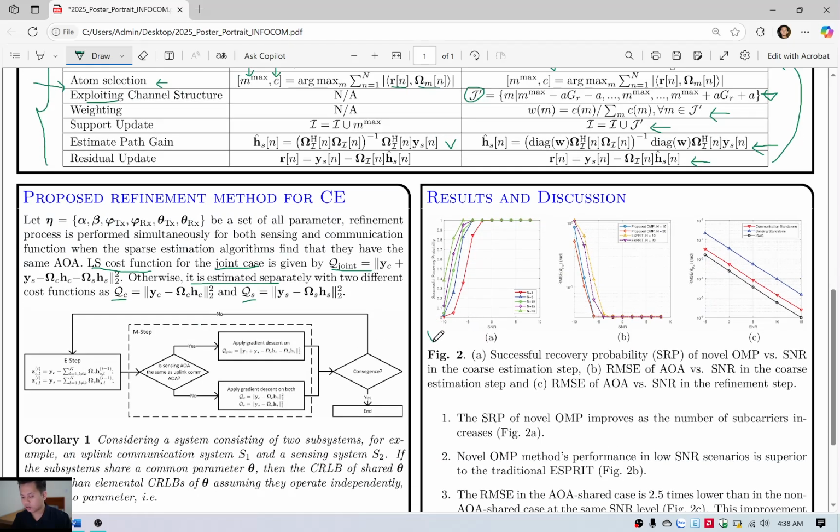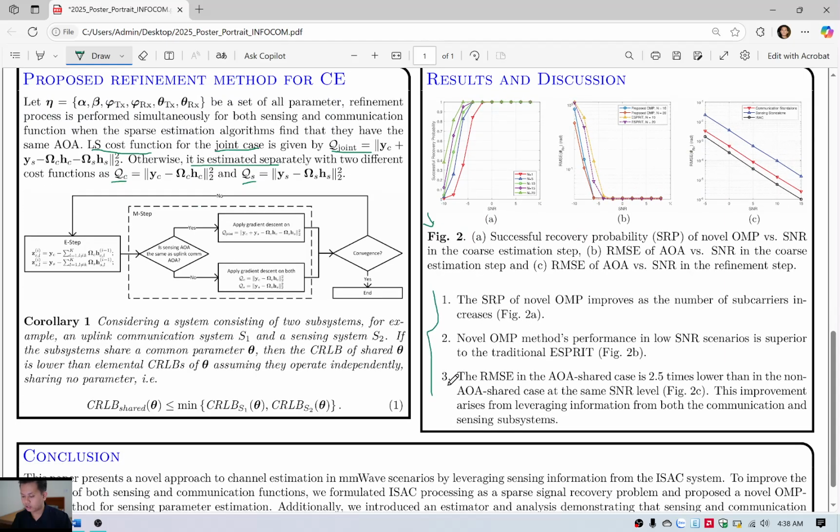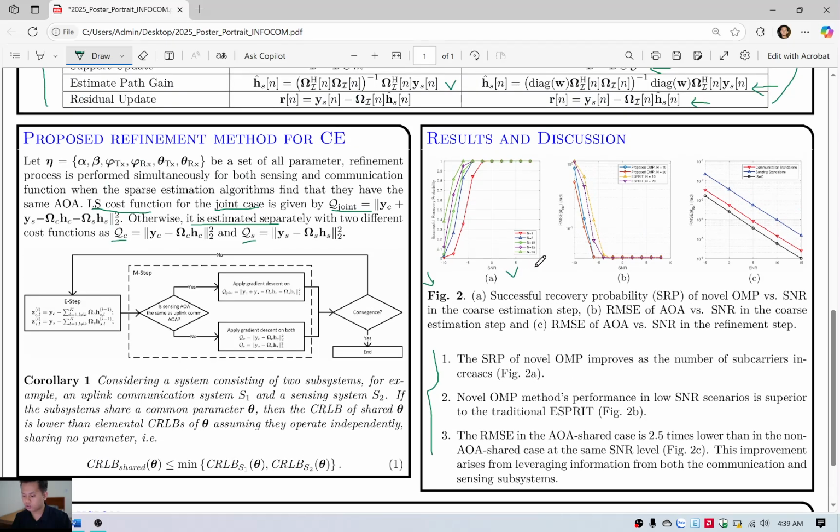And this is our result. In figure 2, we use successful recovery probability and mean square error of AOA to compare our method with some baselines. The main result is the recovery probability of the novel OMP improves as the number of subcarriers increases. It's shown in figure 2a. And our novel OMP method's performance in the low SNR scenario is better than the traditional one. It is shown in figure 2b.